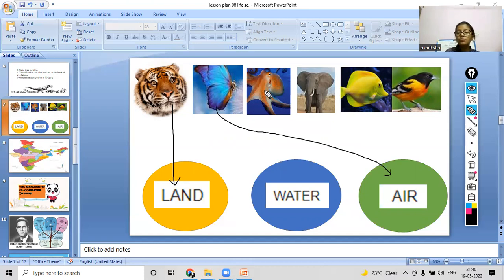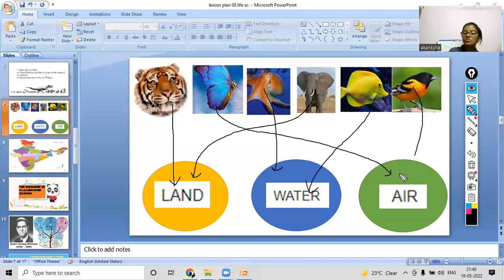What about this octopus? Which habitat does the octopus belong to? Okay, yes, it belongs to the water. What about the elephant? The elephant belongs to the land. Okay, what about the fish? Fish belong to the water. Yes, very good. What about the bird? It belongs to the air. So yes, you all answered correctly. So there will be a clapping for you all.